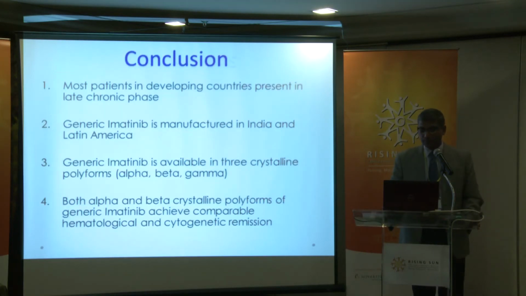standardized at that point. So in conclusion, most patients in developing countries present with late chronic phase, and generic imatinib is manufactured in India and in Latin America. Generic imatinib is available in the 3 crystalline forms, and both alpha and beta crystalline forms are being marketed.